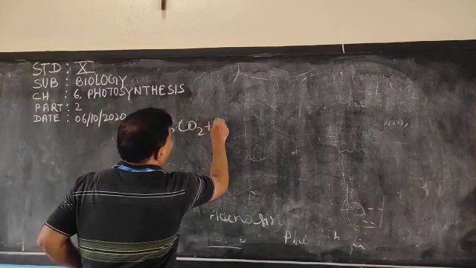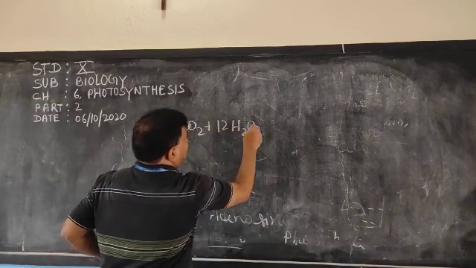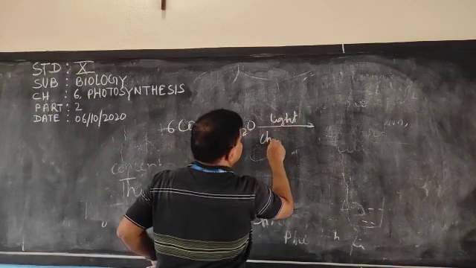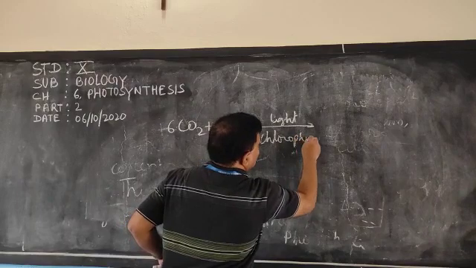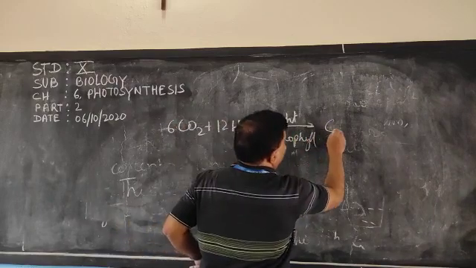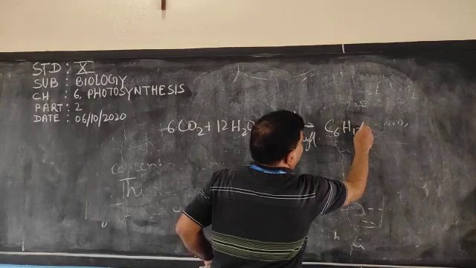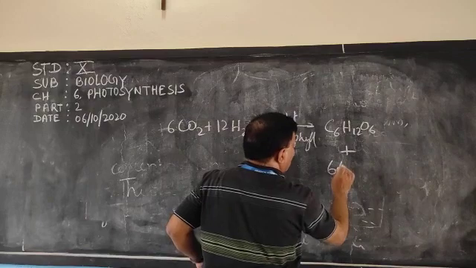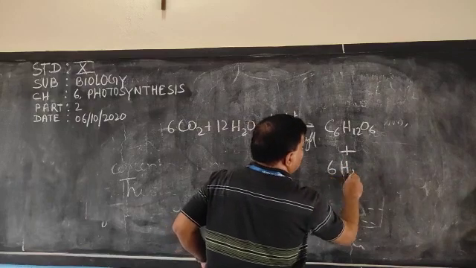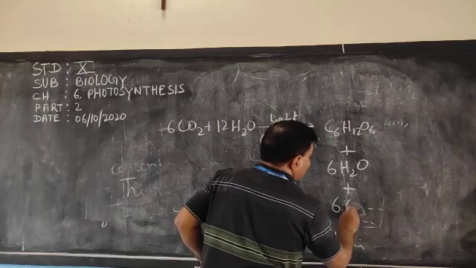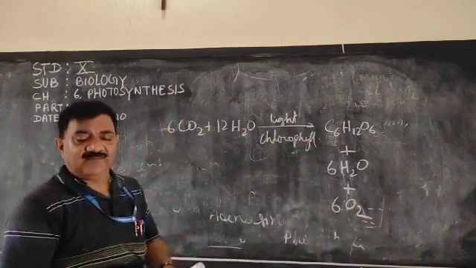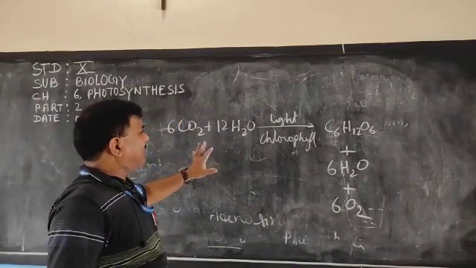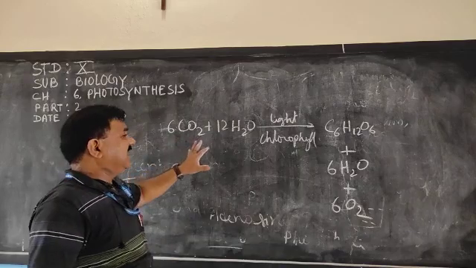6CO2 plus 12H2O in the presence of light and chlorophyll, glucose is formed, C6H12O6. Oxygen is given out, and 6H2O, water, is given out, and 6O2. This is the balanced chemical equation. Now that part is clear. We have understood that this is the balanced chemical equation.